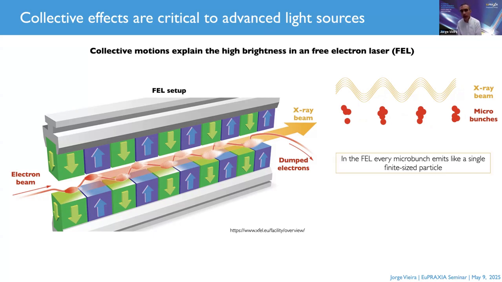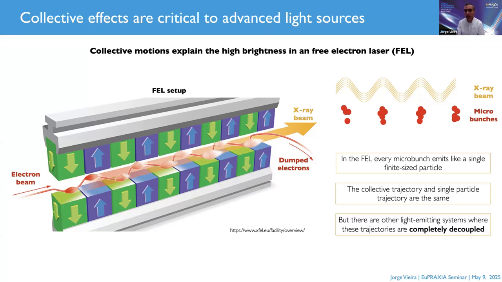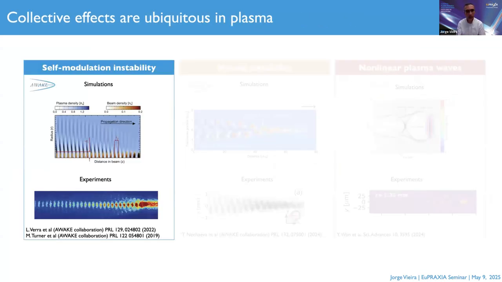Here in the free electron laser, every microbunch emits like a single finite-sized particle, a single finite-sized giant electron that emits coherently. This is the simplest example of a collective trajectory, where the collective trajectory and the single particle trajectory are exactly the same. But there are many other light-emitting systems where these trajectories are completely decoupled from each other. And here we want to explore this freedom in order to bring superradiant emission to plasma-based accelerators.